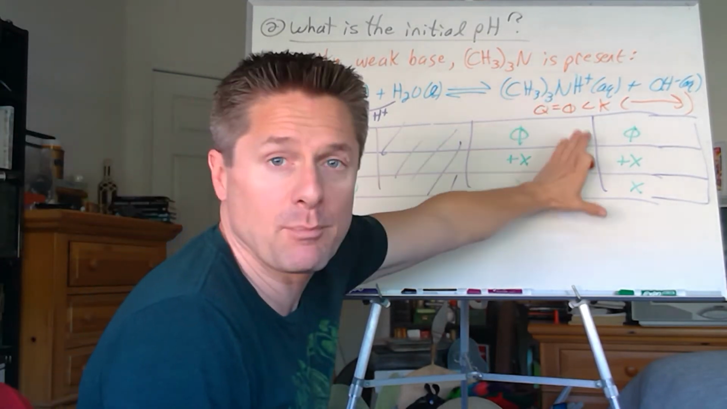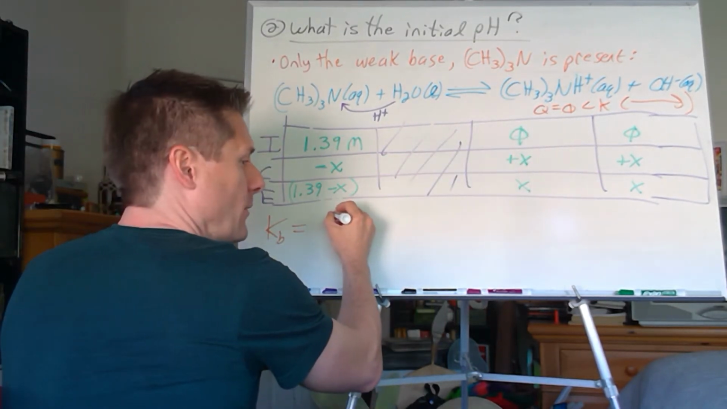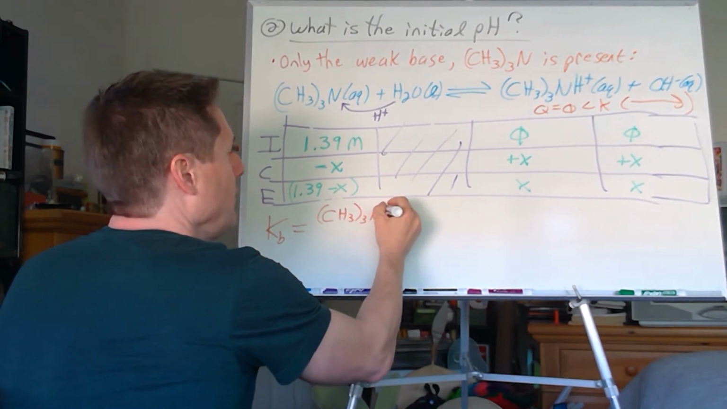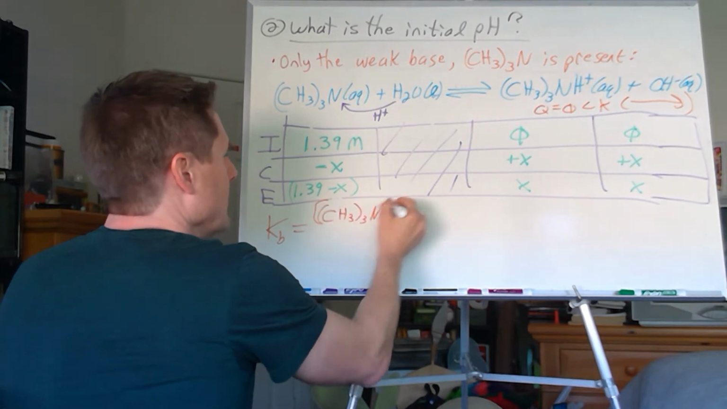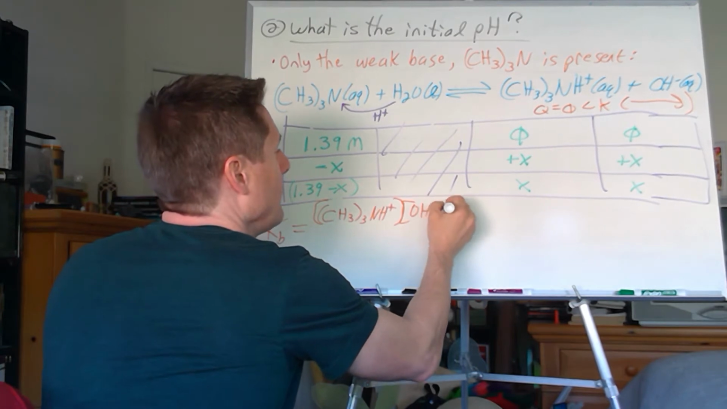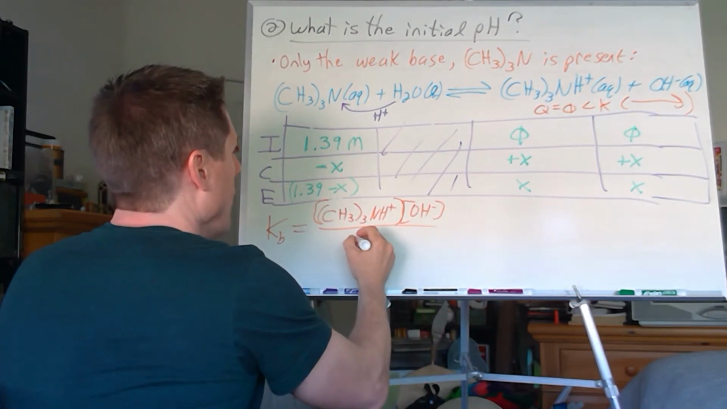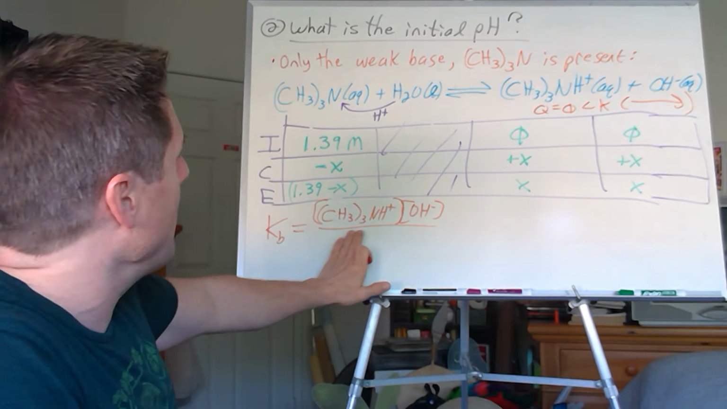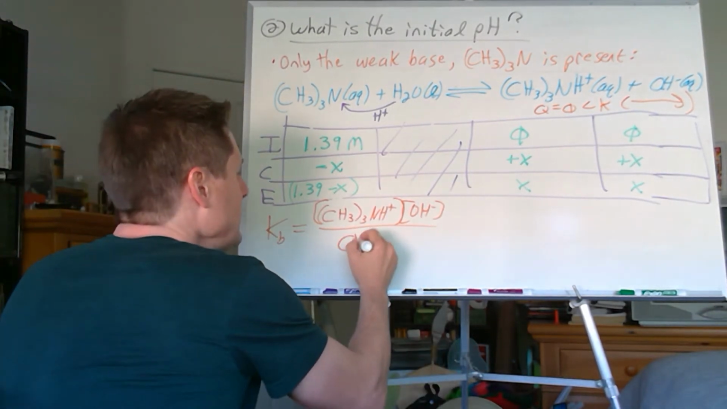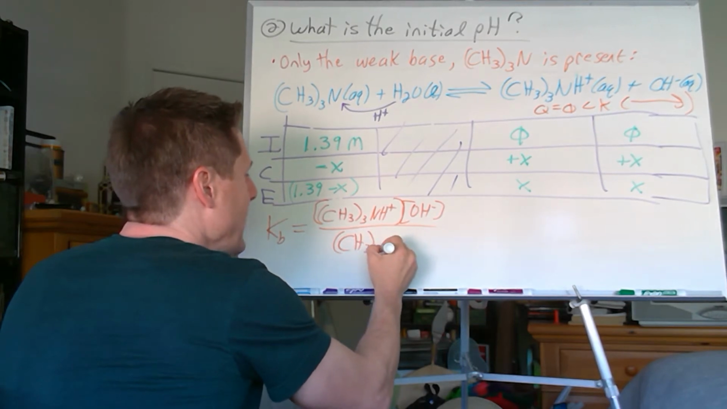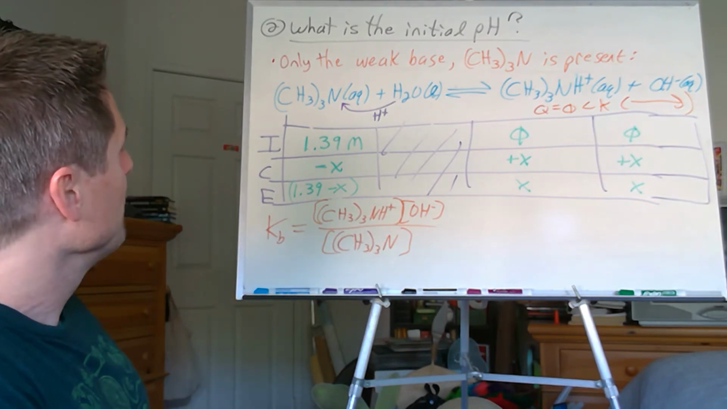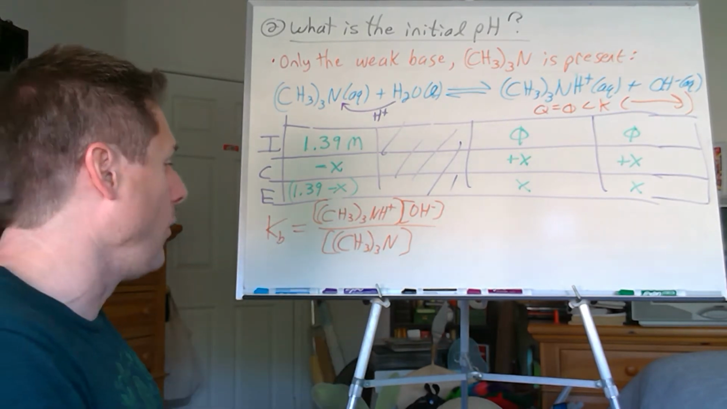So Kb will be the products over the reactants. So that's going to be these weird looking species. We got the trimethylammonium concentration raised to the power of 1 times the hydroxide raised to the power of 1 over the, well, actually, that's the trimethylammonium ion, not trimethylamine. That darn organic stuff. So let's put our original weak base here. There's your trimethylamine, and then the trimethylammonium ion. That's our setup, all raised to the power of 1.